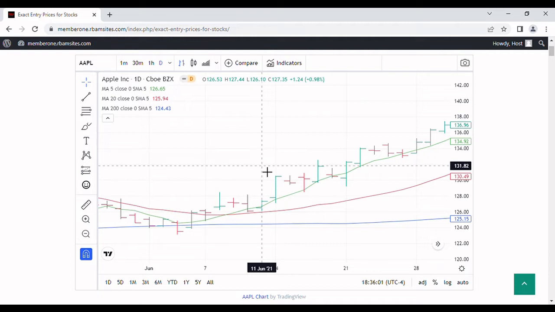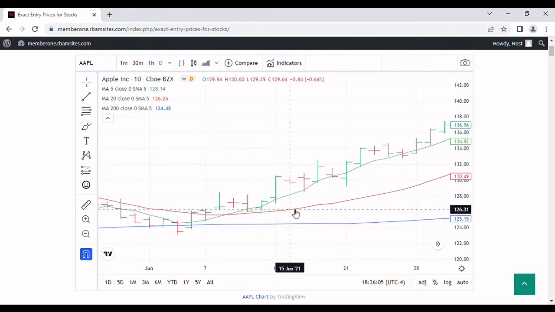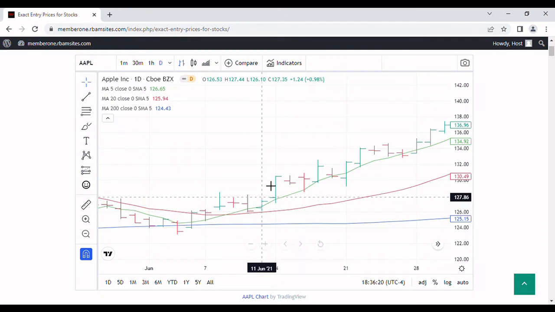How did we come up with that? How can you come up with that yourself? We took a flat to slightly rising 20-day moving average. We took a 5-day moving average and we said it's above it, and we took the close today. We're doing this after the market closes on the 11th of June, and we now say price is above the 5-day. So price is above the 5-day, the 5-day is above the 20-day. Boom, that's a trading signal, that's entry, and we have the price to entry at 127.35.